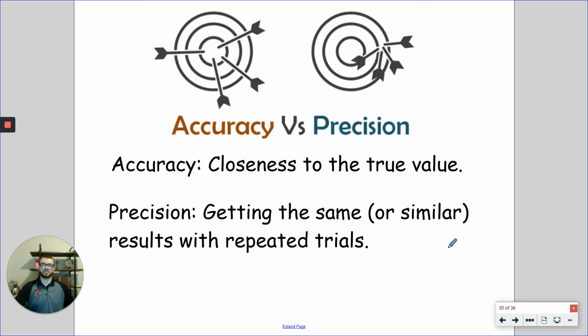Accuracy versus precision. I like teaching this. Not that I don't like teaching the other stuff, but I like this one in particular. Okay, accuracy is how close you are to the right answer. Just, are you right or wrong? Did you get what the correct answer is? Did you get close to what the value should be? Precision, on the other hand, is getting the same result over and over again. Could be completely right, could be completely wrong, but you're consistently getting the same thing.